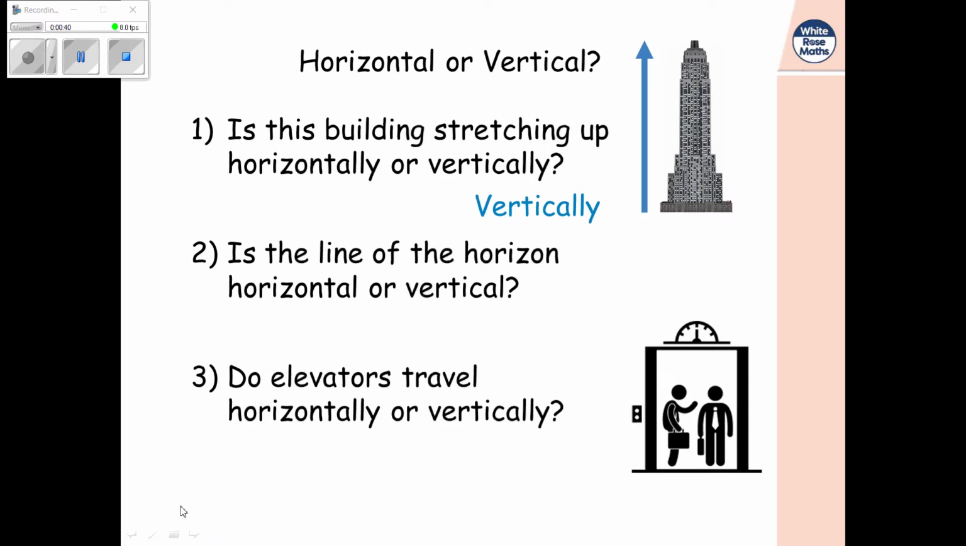Number two says, is the line of the horizon horizontal or vertical? There's a little clue in the word, isn't there? Well done. So horizontal that was. And number three, do elevators travel horizontally or vertically? Pause here and have a little think. Well done if you got that right. That was vertically, as an elevator also runs from top to bottom. Well done.